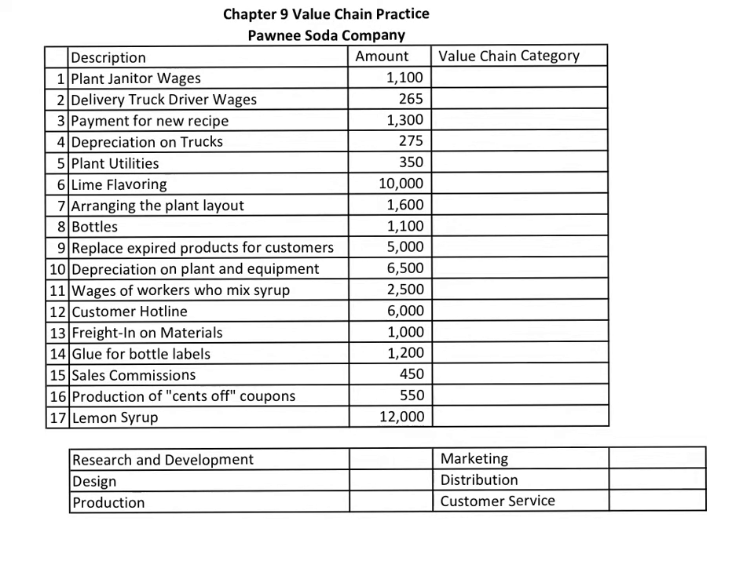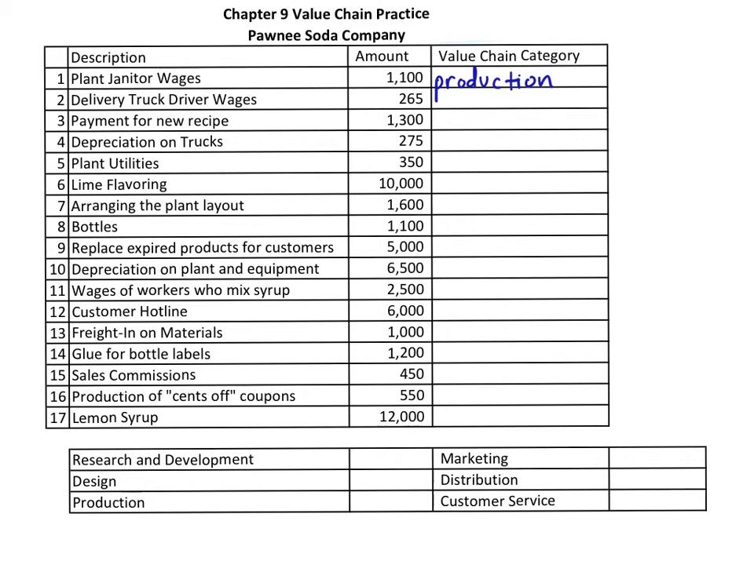Here we are trying to assign each one of these 17 costs into the correct value chain category. Once we're done with that, we're going to compute the totals for each category. So we're just going to start with number 1. We're going to identify where each one of these costs belongs on the value chain. Once we're done with that, we will then add up all of our category totals. Let's start with number 1, the plant janitor wages. These happen at the factory, so this cost is going to go under production.